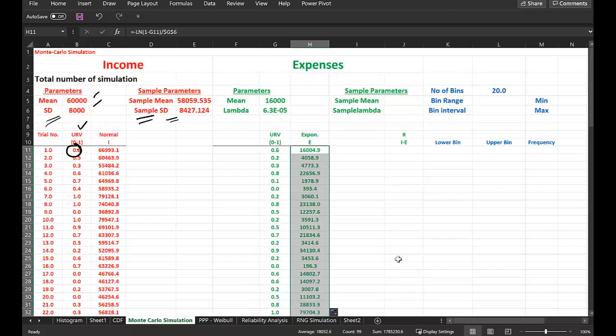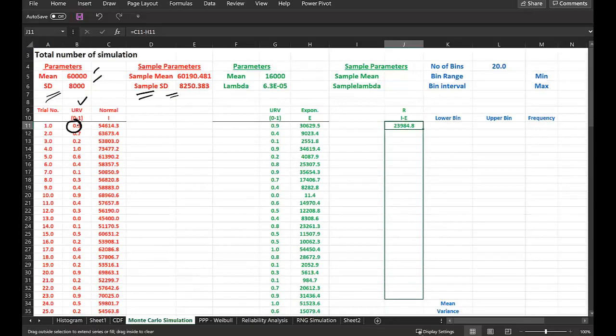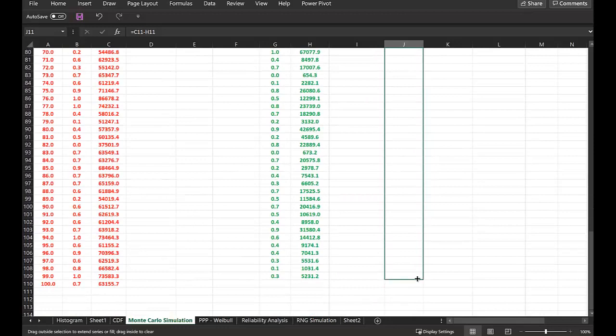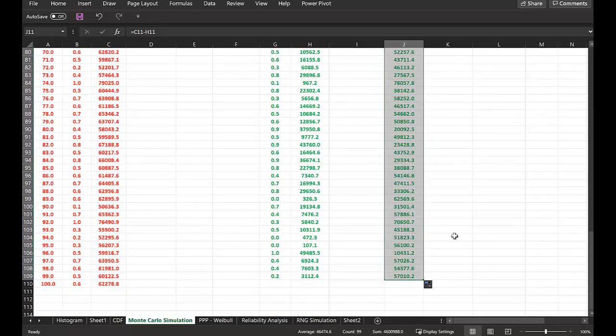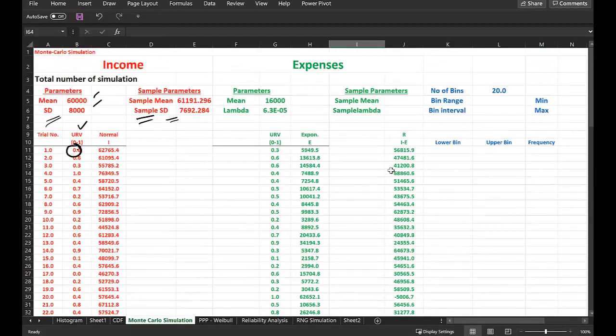Now once I have normally distributed income and normally distributed expenses, we can calculate total profit, that is R, which is equal to I minus E, so income minus expenses. This will give me the total profit, and then we have to drag this. So now we have calculated profit in each case. Let me check again. So this is income minus expenses. Once again, income minus expenses.